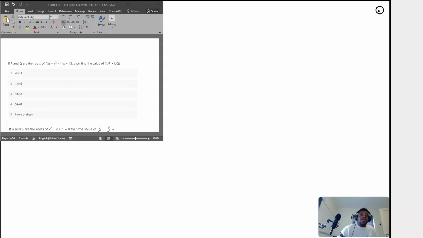If p and q are the roots of f of x equals x squared minus 14x plus 45, we are asked to find the value of 1 over p plus 1 over q.